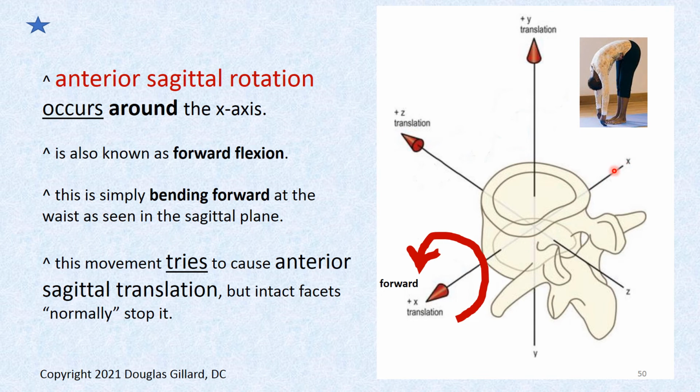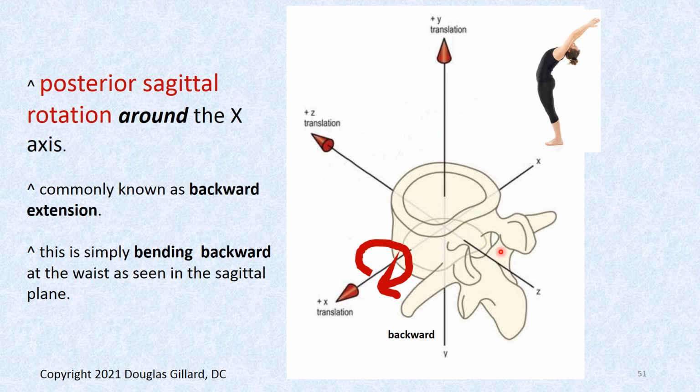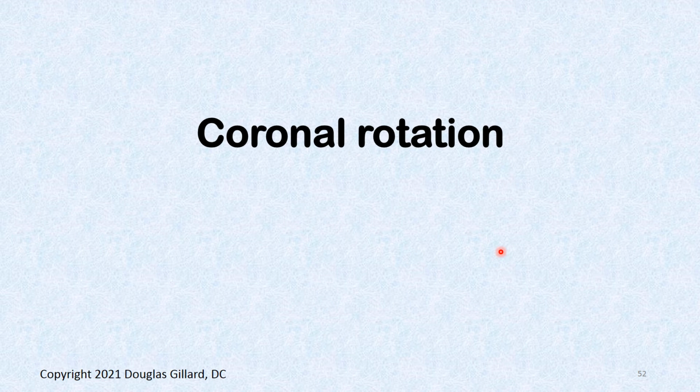Okay, so here's the little picture. So there's our x-axis going through the side, and just picture this vertebrae tipping forward, and that's anterior sagittal rotation. And if we tip it backwards, the vertebrae is rotating. The center of rotation is this x-axis. That would be posterior sagittal rotation. See how that works? Right, there's posterior sagittal rotation, bending backwards.